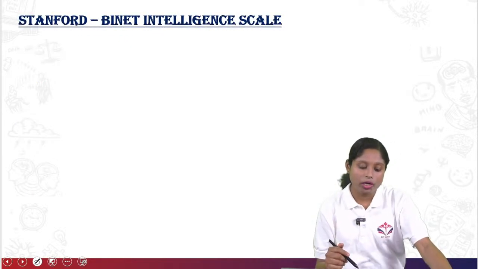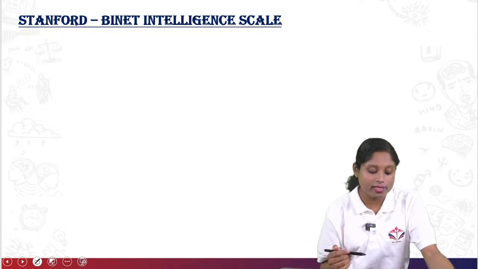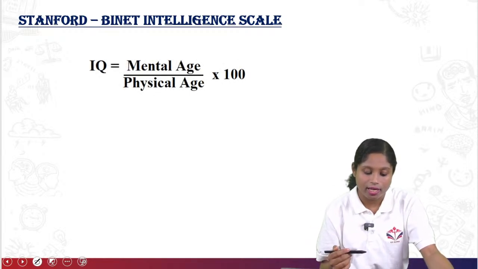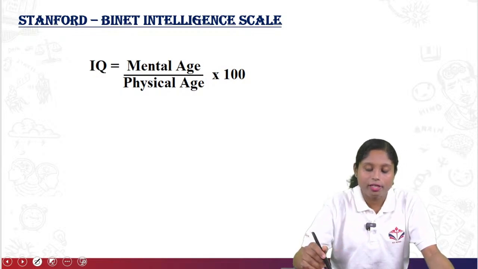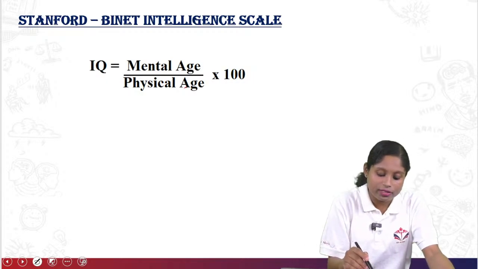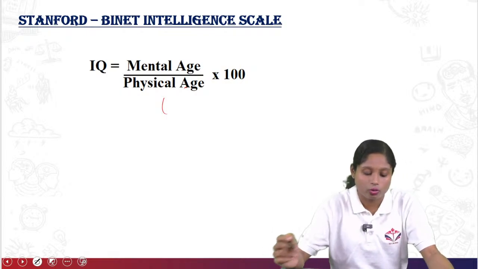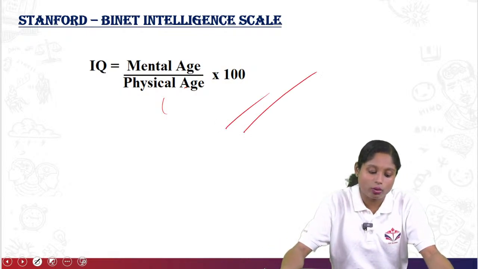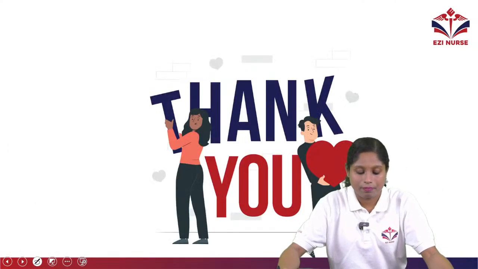Next, we will discuss another important topic that is coming and you need to study this, very important, that is the Stanford Binet intelligence scale. So this is how we calculate the IQ: mental age divided by chronological age, into 100. So the mental age of that person and the physical age. What is physical age? The normal age of a person, into 100. So this is the equation by which we can calculate the IQ. So it is the Stanford Binet intelligence scale.